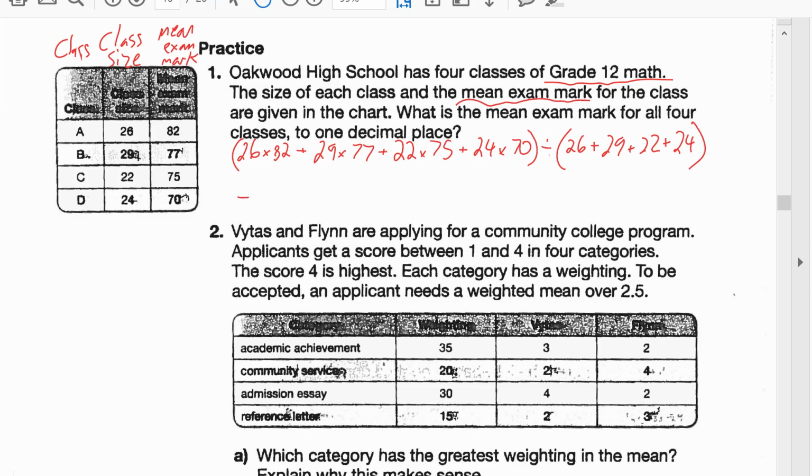So we get an answer of 7,695, and we divide that by the total number of students, 101, and we get about 76.2 is the mean exam mark. So when you look at that compared to the classes, this class was bad, that class was bad, that class was good, that class was good, which makes sense because we're kind of in the middle of all of them. Okay.